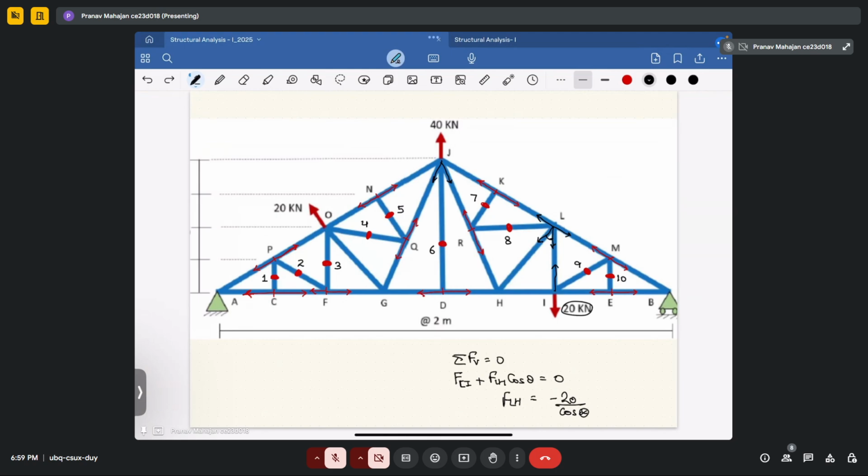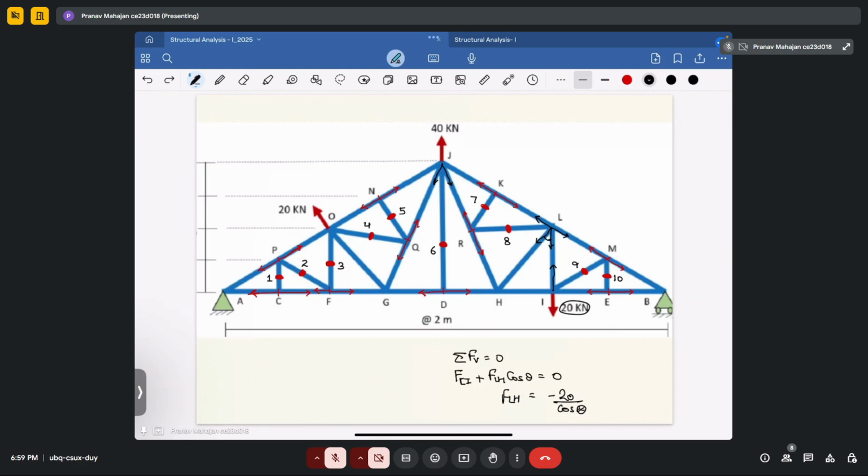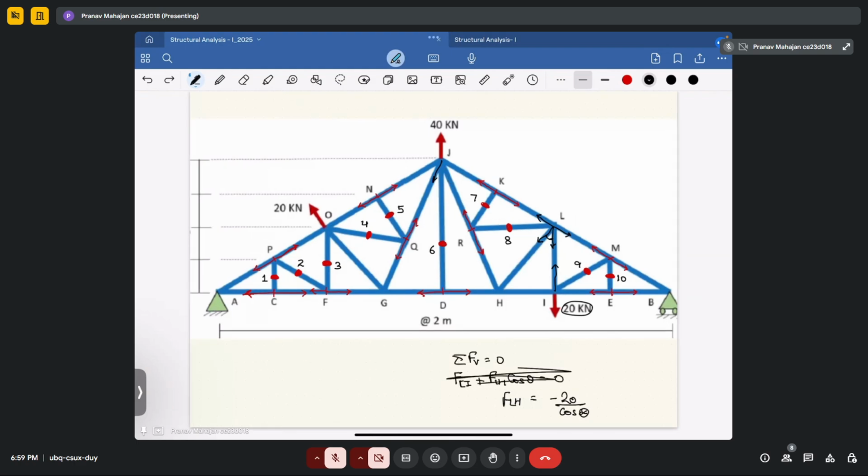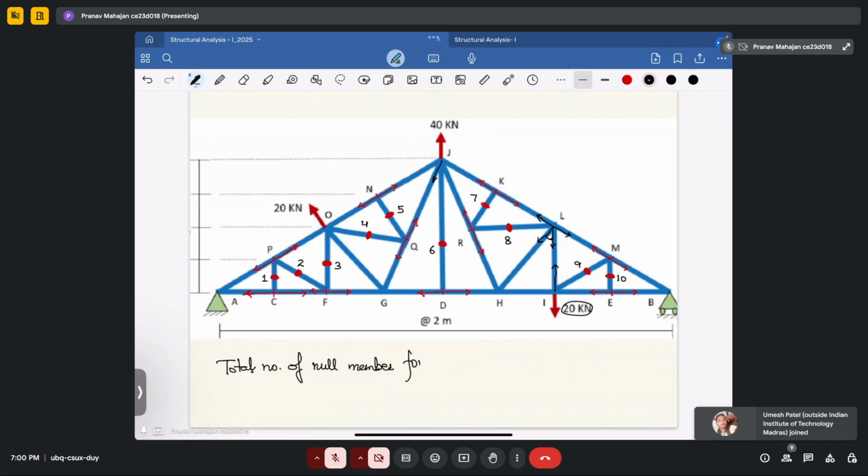Okay sir. Okay, so I think it is fine. Let's solve this. So I will write here that the total number of null member forces will be equal to 10.